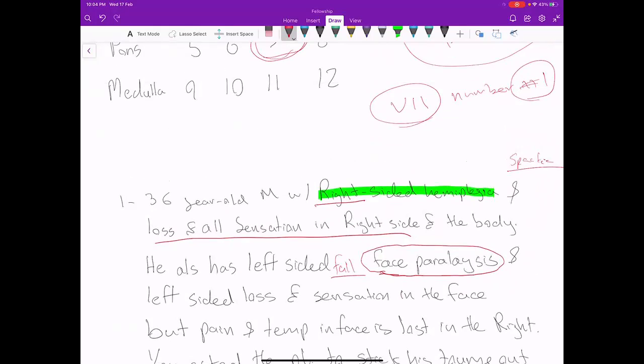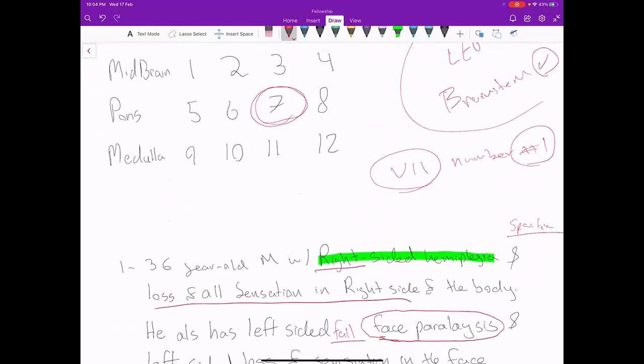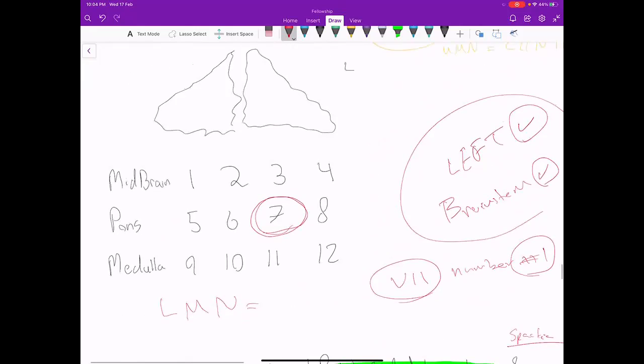Full face paralysis. So what do we know now? It's a lower motor neuron, which means where is the lesion? Ipsilateral or contralateral? Ipsilateral. Which side? Left. So now we're super sure the lesion is on the left.